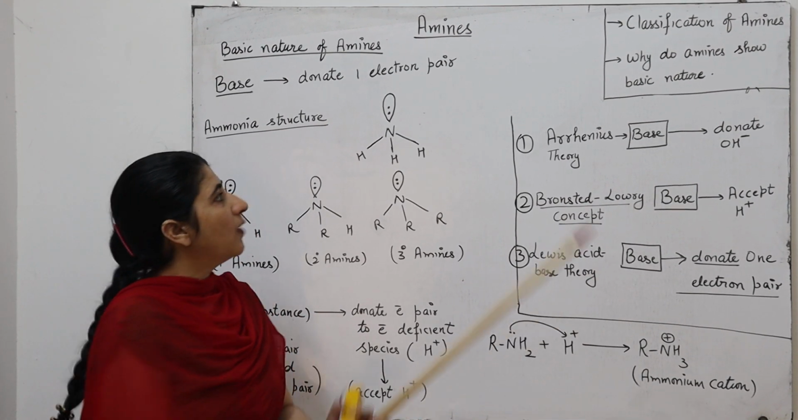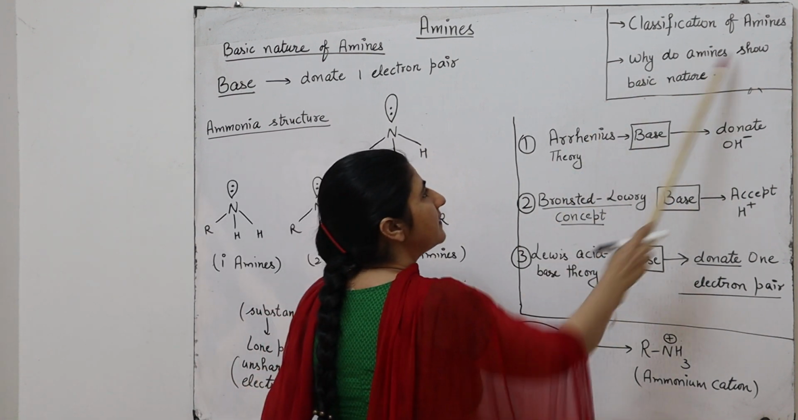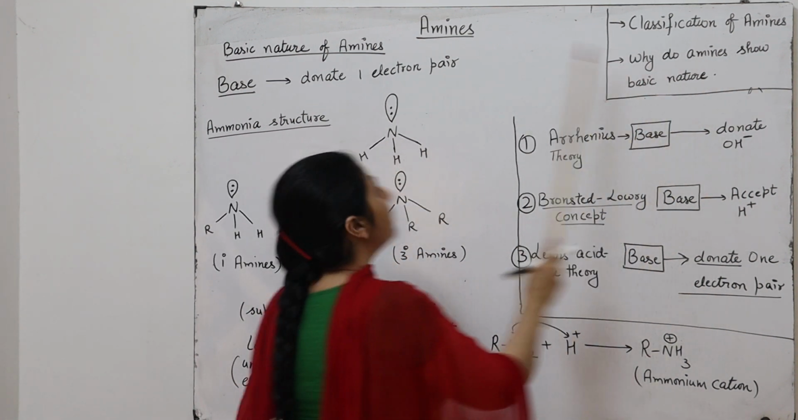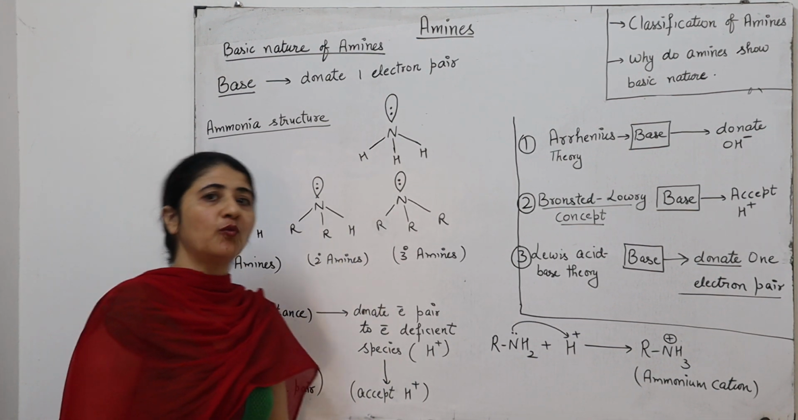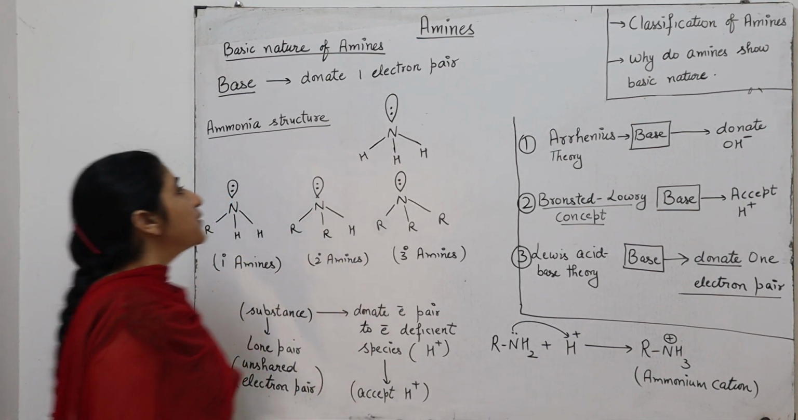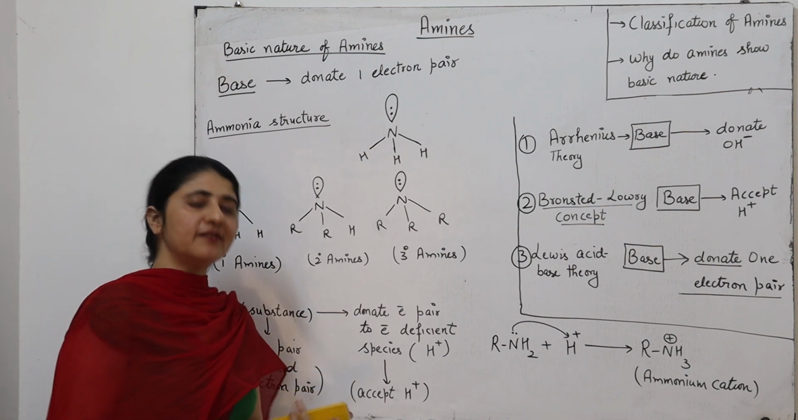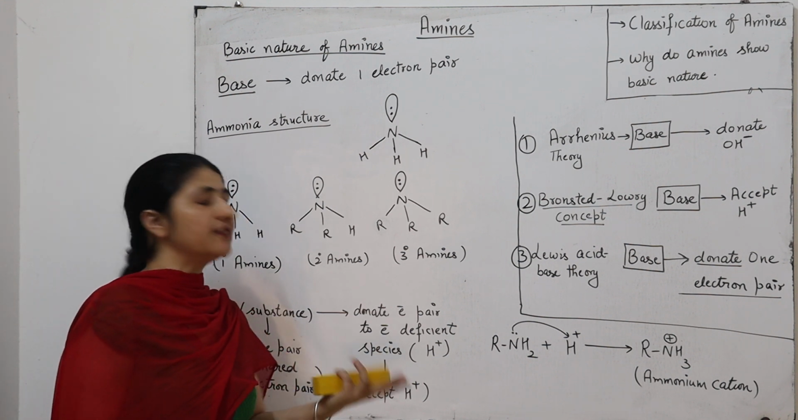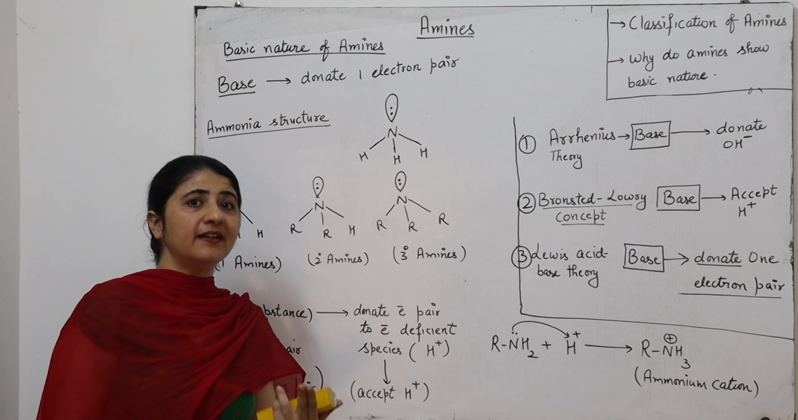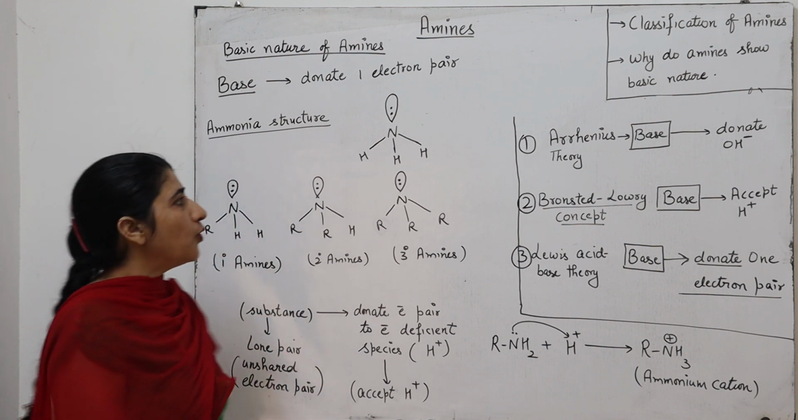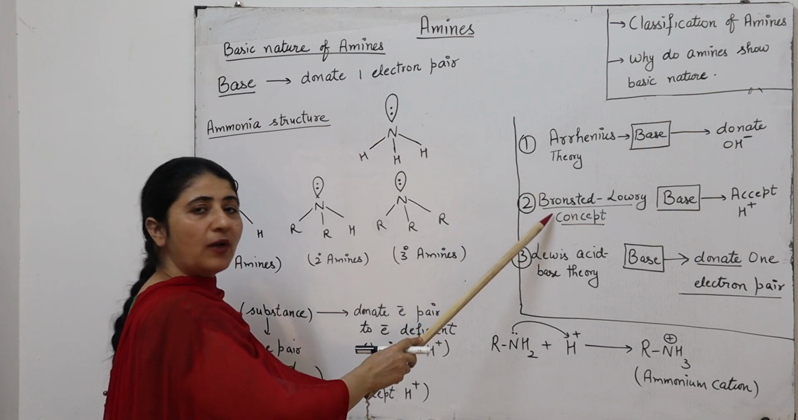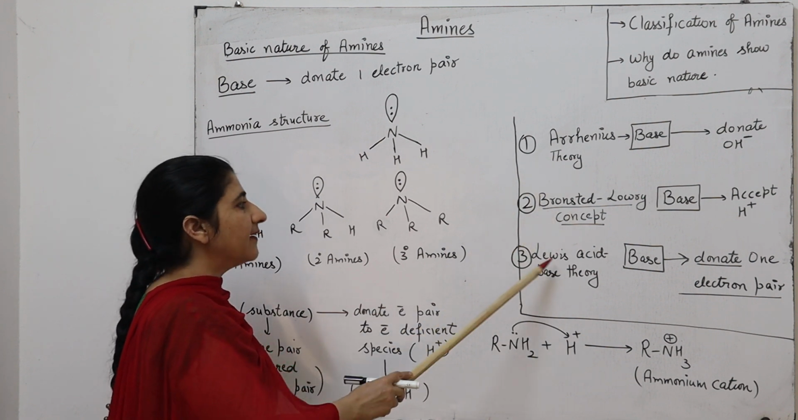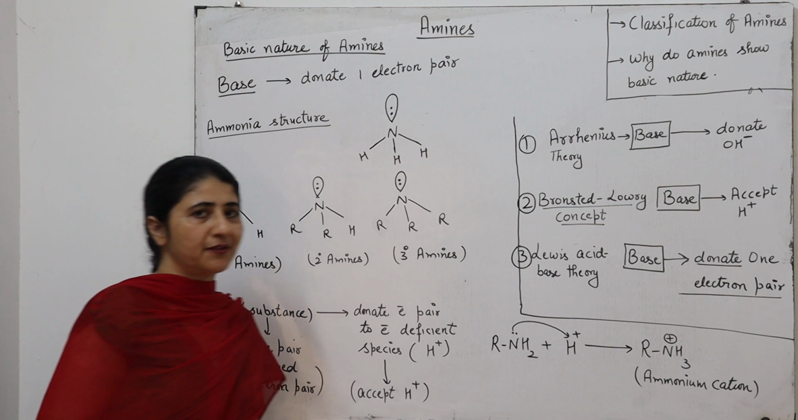Next I will discuss why amines show basic nature. So, the basic nature of amines. Before discussing it, I will discuss what a base is. We have 3 theories to define a base. The first theory is the Arrhenius theory, the second one is the Bronsted-Lowry theory, and the third one is the Lewis acid base theory.